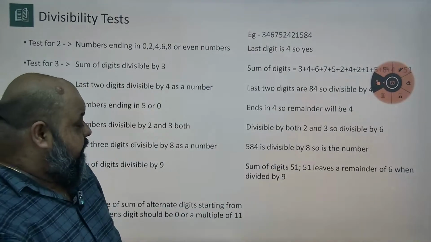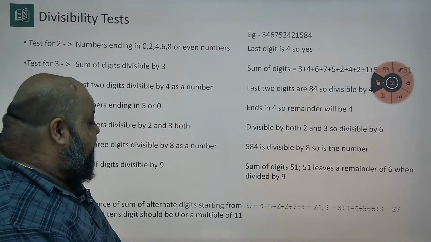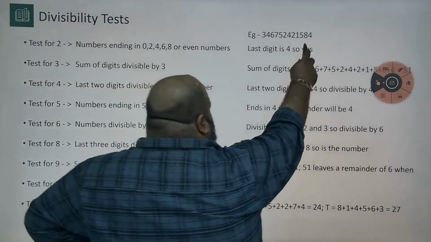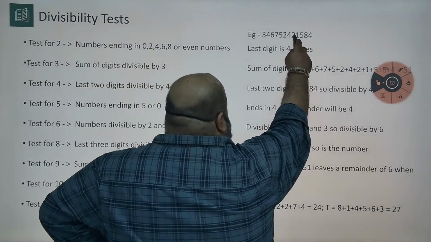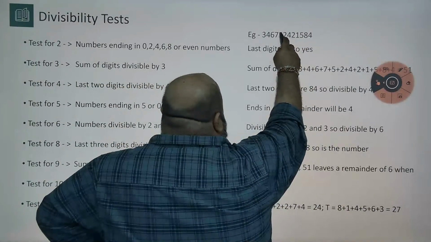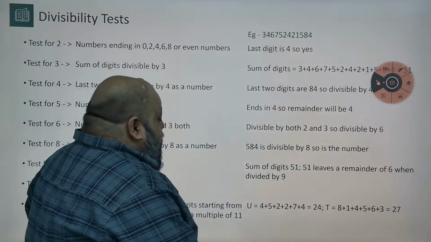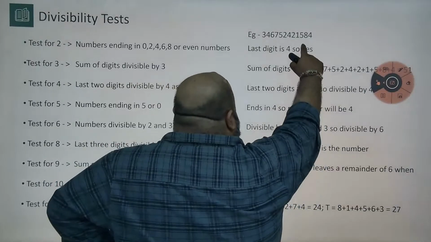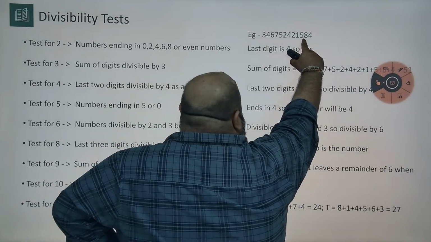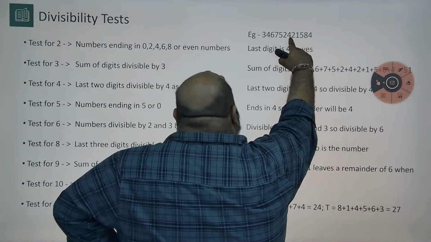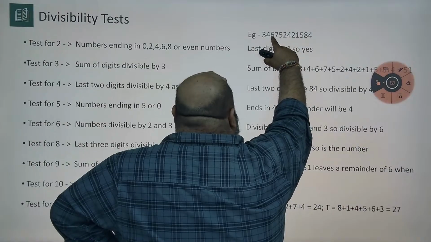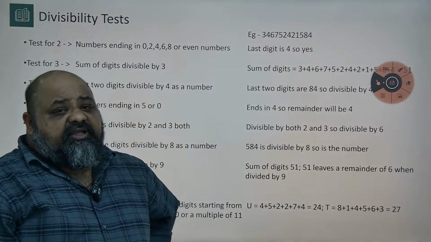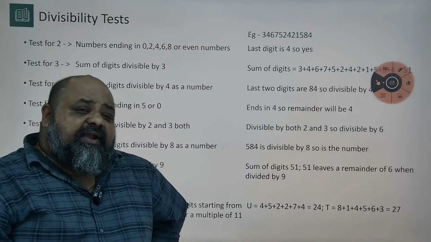Divisibility by 11, we start from 4, the unit digit, and add the alternate digits. So 4 plus 5, 9, plus 2, 11, plus 2, 13, plus 7, 20, plus 4, 24. Then we start from, I call it U, then we start from 8, the tens place number. 8 plus 1, 9, plus 4, 13, 18, 24, 27. So U is 24, T is 27. I find out U minus T.